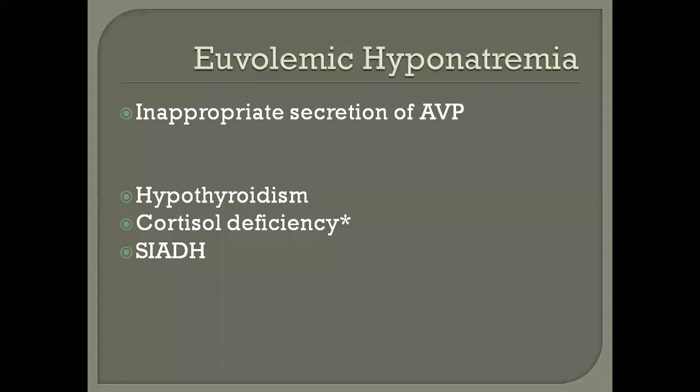And then the third is syndrome of inappropriate ADH secretion. Actually, one can argue that both hypothyroidism and cortisol deficiency are also inappropriate secretion of AVP, so they are also part of SIADH. But traditionally, these two have been considered as separate disorders. And in fact, you should exclude these two before you can label anybody as SIADH. So the pathogenesis is the same, but the nomenclature is different.